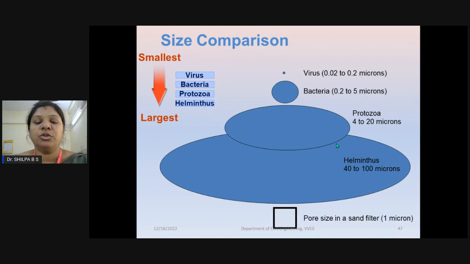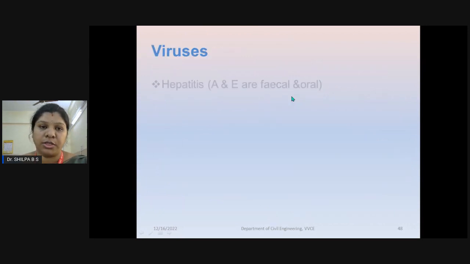Usually in sand filters, either rapid sand or slow sand, which we use in water treatment, the pore size will be about 1 micron. So bacteria having a size greater than 1 micron we can filter, or remove, during the filtration process. We can overcome the problem of helminths, protozoa, and bacteria having a size of more than 1 micron, as they can be removed.